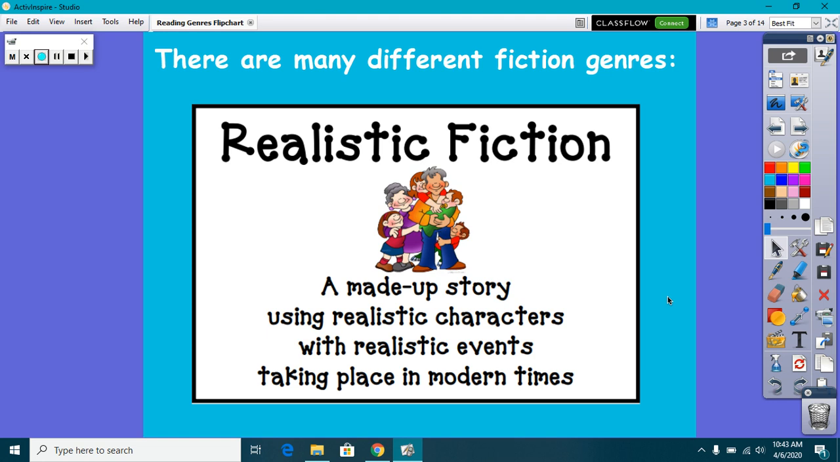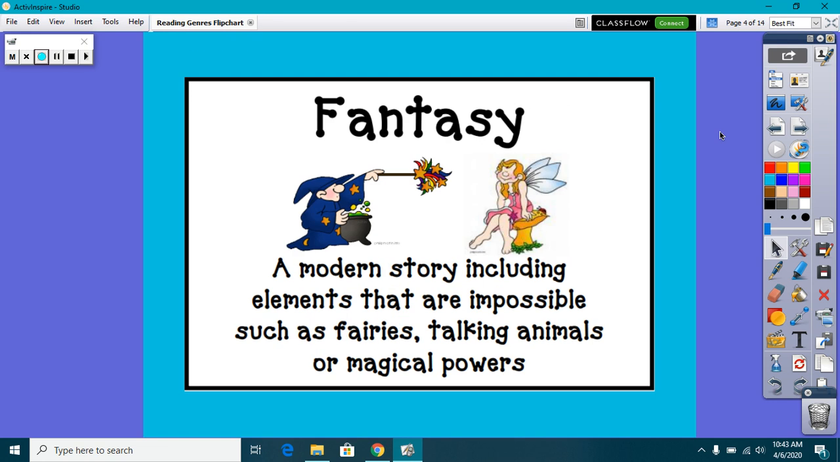There's no magic. There's no talking animals. It's similar to what could happen. So it's realistic fiction. And kind of the opposite of that would be fantasy. Fantasy books are modern stories including elements that are impossible, such as fairies, talking animals, or magical powers.